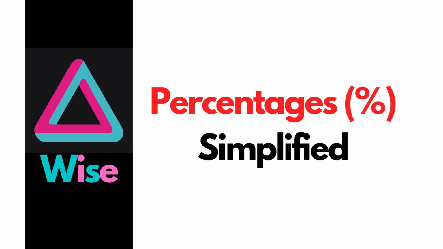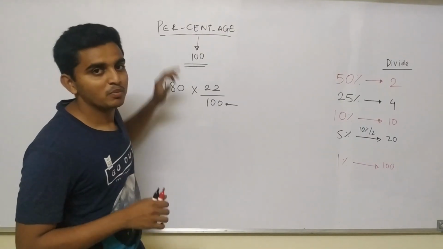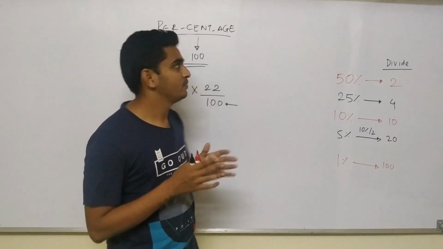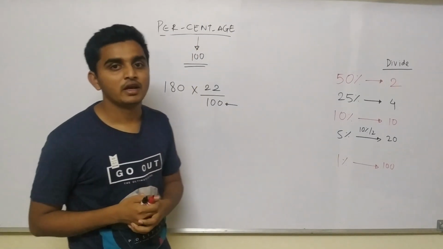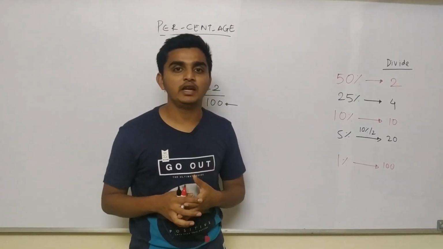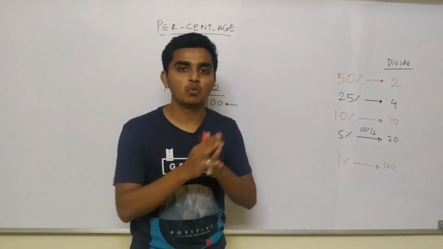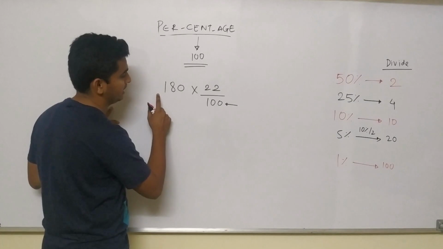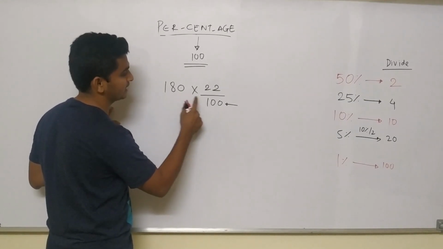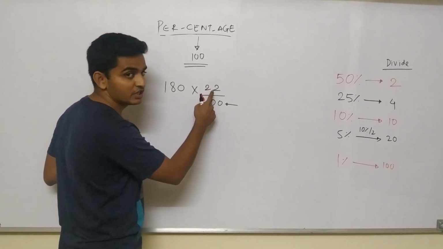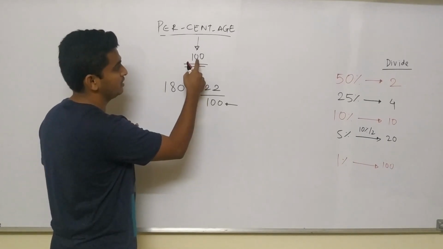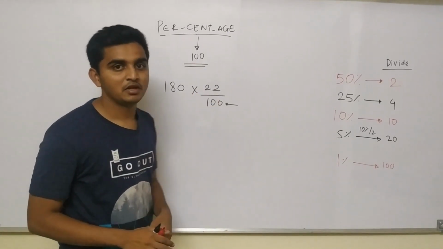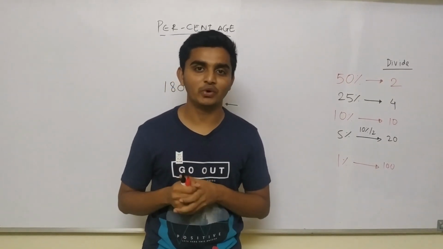So let us consider what a percentage is. Percentage means nothing but per 100, right? And take an example of finding 22% of 180. In the traditional way, you have been taught that finding percentages is multiplying that number by the percentage required, divided by 100, which literally means percent. But this is the dumbest way you can do it.